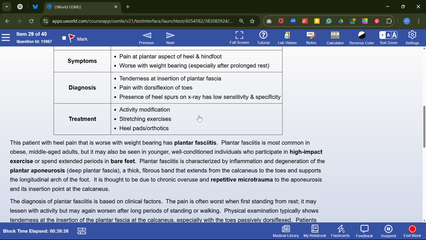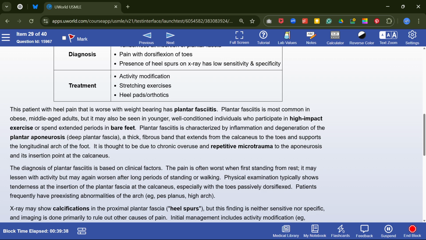Plantar fasciitis is characterized by inflammation and degeneration of the plantar aponeurosis, a thick fibrous band that extends from the calcaneus to the toe and supports the longitudinal arch of the foot. It is thought to be due to chronic overuse and repetitive microtrauma to the aponeurosis and its insertion point at the calcaneus.